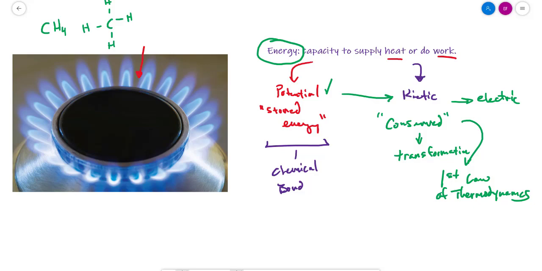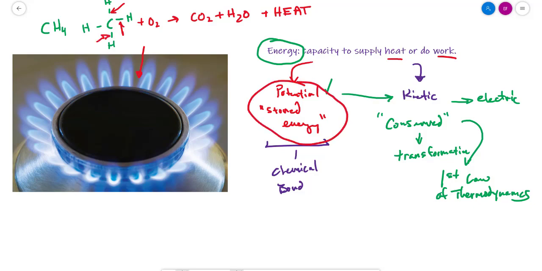We can burn this, we can combust this in oxygen gas, and we can yield CO2, water, and, of course, heat. And that heat is the energy that came from the bonds here that was stored as potential energy to start with. There's still bond energy in these products, so some amount of this chemical energy was used to create these bonds, but since we went from a high energy state to a low energy state, some additional amount of energy is lost in the form of heat. And that's how we cook our food.